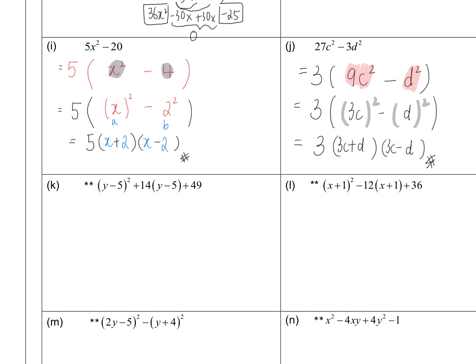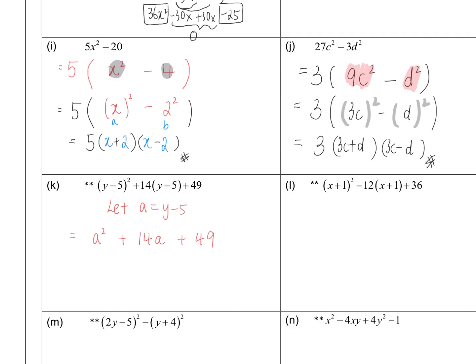If you let a be y minus 5, then the whole question will look easier. A square plus 14a plus 49. Can you see that? Now my question looks simpler. But when they put y minus 5, it looks scary. So we change it to make it look friendlier first.